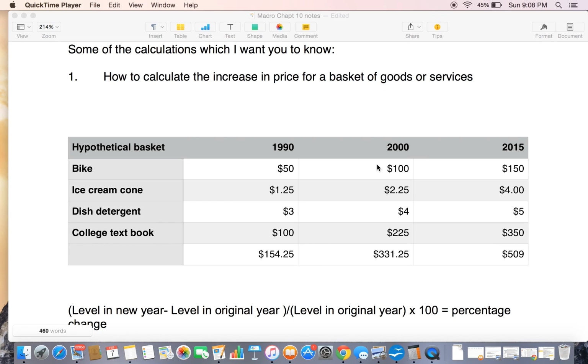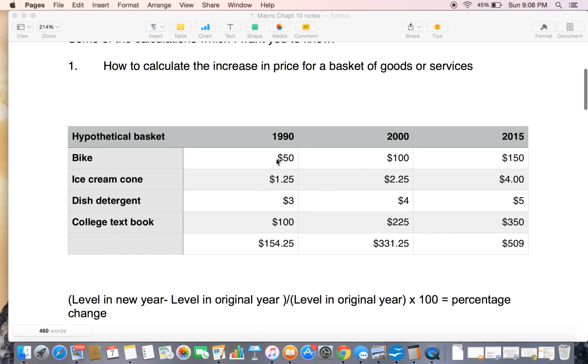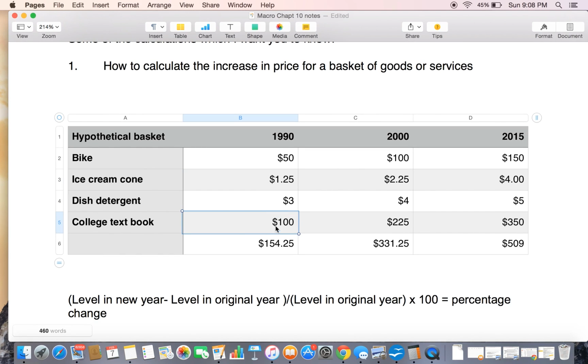So in 1990, the cost of a bike was $50, and these are just figures I've made up. And in 2015, I calculated the cost of a college textbook to be $350. What we want to do is know the prices for each good or service in each time period, and then sum those items. So 50 plus 125 plus 3 plus 100 is going to give us $154.25 for the hypothetical basket in 1990.